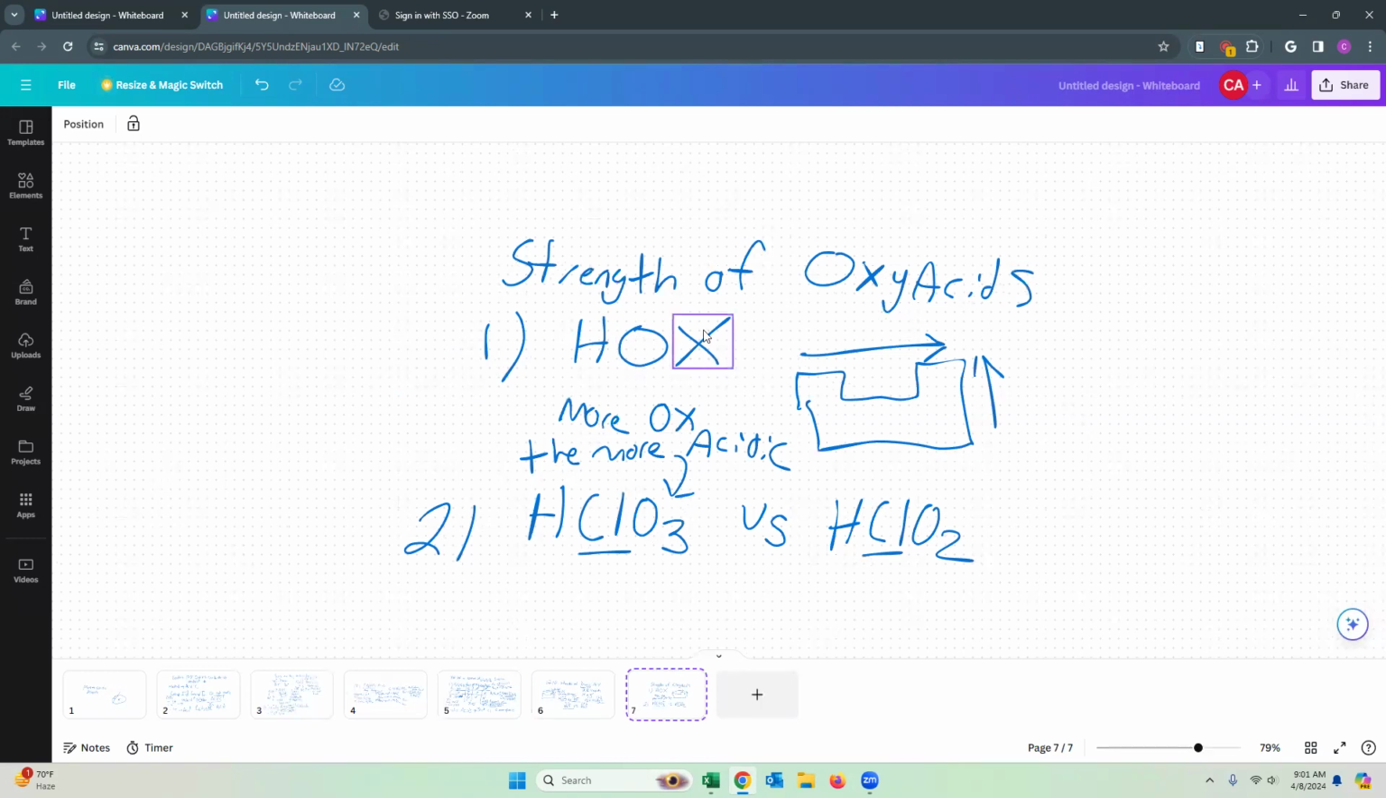Oxyacids, as you go to the right, also become stronger. But here, as you go up, they become stronger. So the opposite of binary there. And if you have oxyacids that have the same element, so here we have chlorine in the example, the oxyacid with more oxygens is a stronger acid.